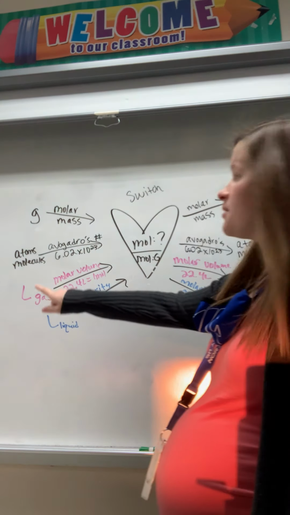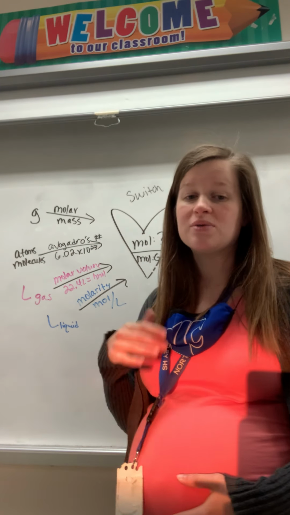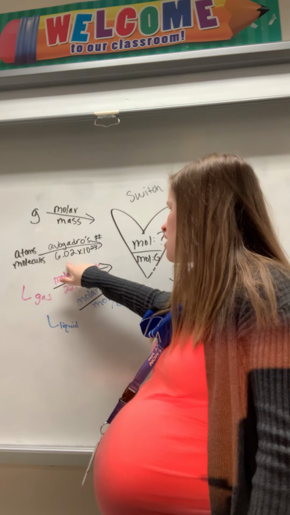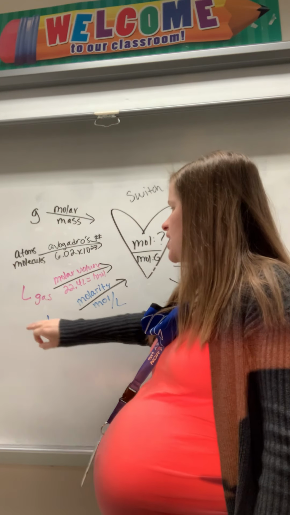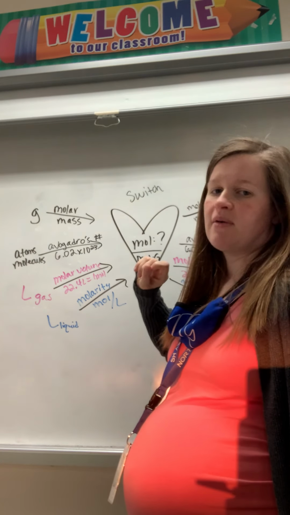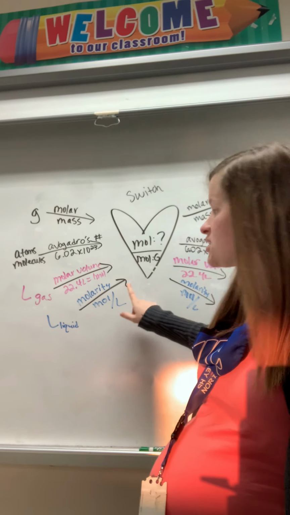If I'm given grams, I'm going to start here. I use molar mass to get to moles. We always want to get to moles. If I'm given atoms, molecules, ions, or particles, I use Avogadro's number to get to moles. If I'm given liters of a gas, I use molar volume to get to moles. If I'm given liters of a liquid, I'll use molarity to get to moles.